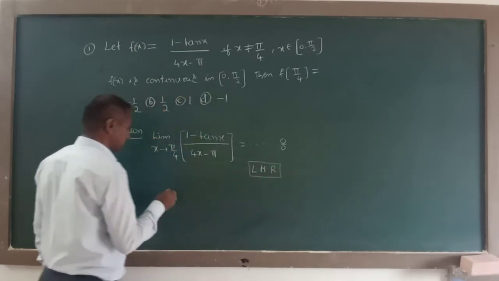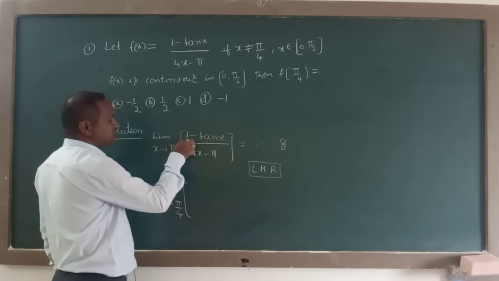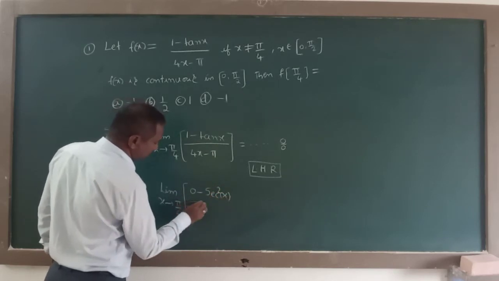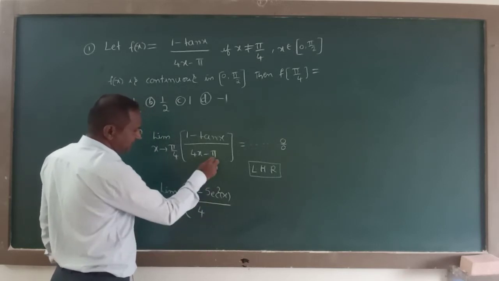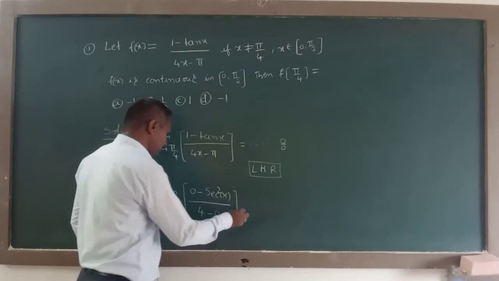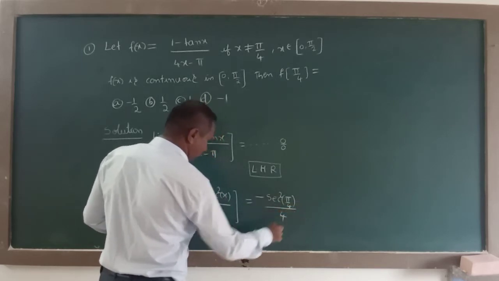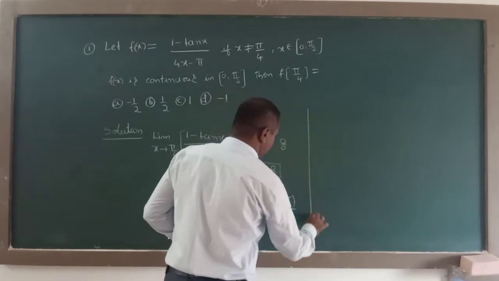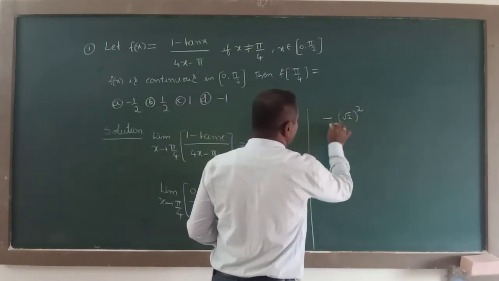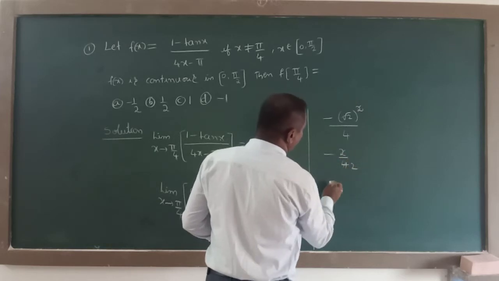Limit x tending to pi by 4: d by dx of the independent constant 1 is 0, minus d by dx of tan x, which is secant square x, whole divided by d by dx of 4x is 4, and d by dx of the independent constant pi is 0, because d by dx of x is 1 into 4 is 4 only here. Now afterwards you have to apply the limit here: minus secant square pi by 4 whole divided by 4. Secant square pi by 4 means minus, secant 45 degree value is root 2, that is root 2 whole square, whole divided by 4, and the square gets cancelled, minus 2 by 4 gets cancelled, the answer becomes minus 1 by 2 here.